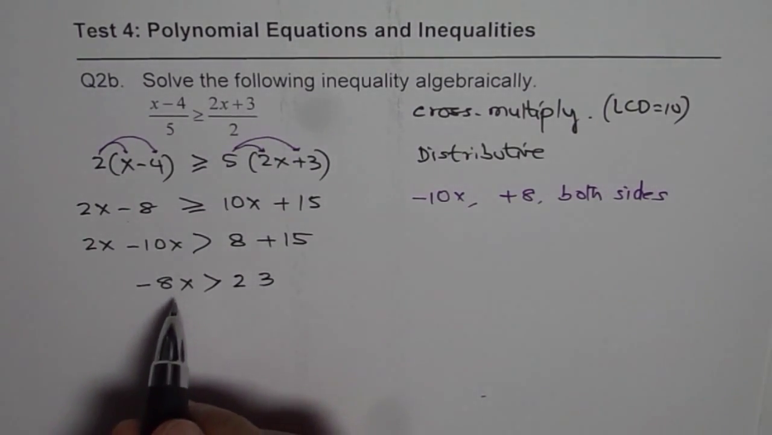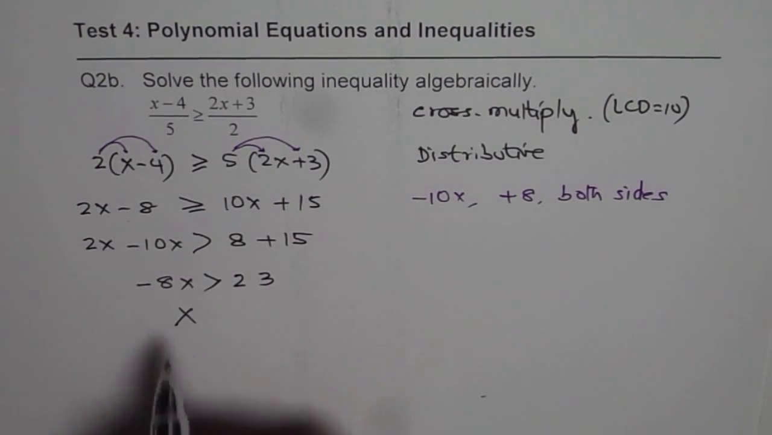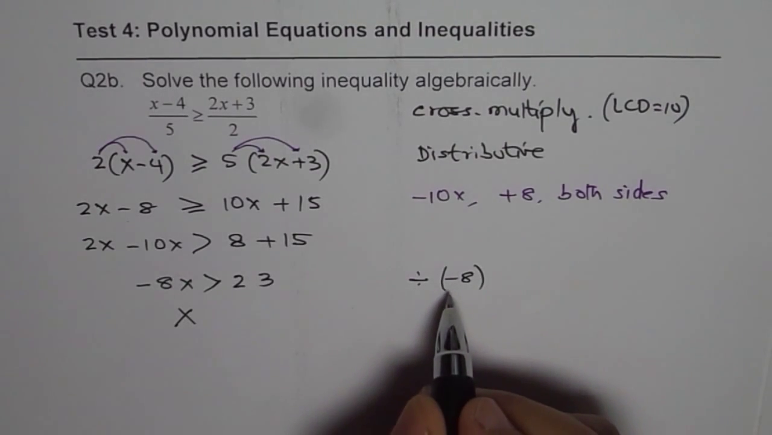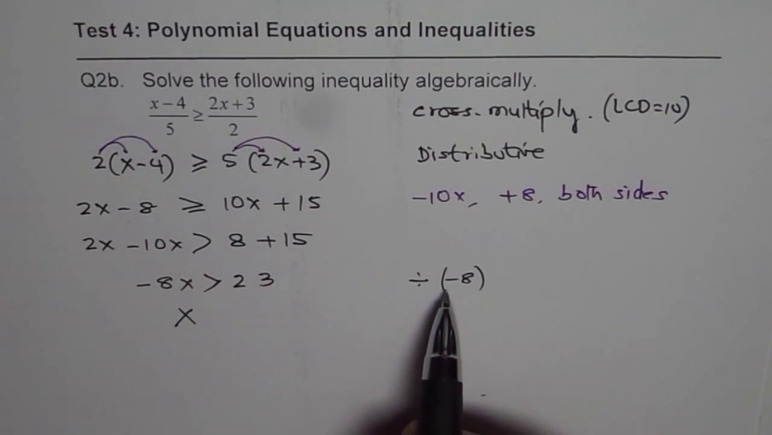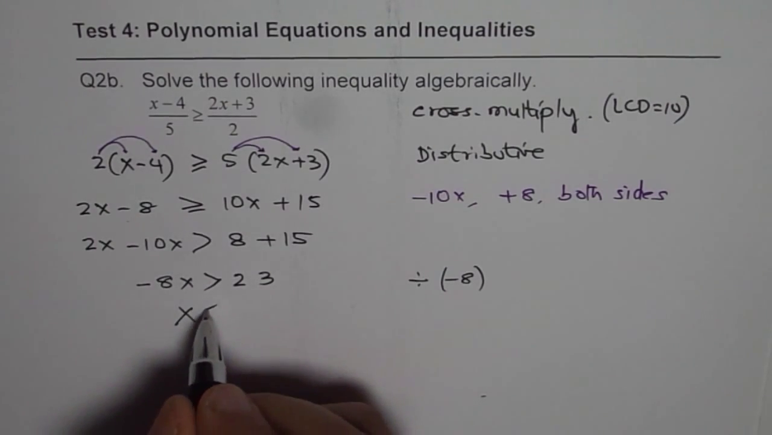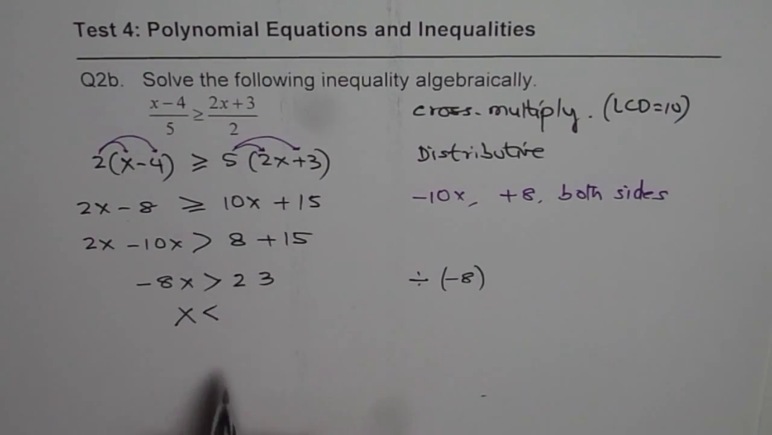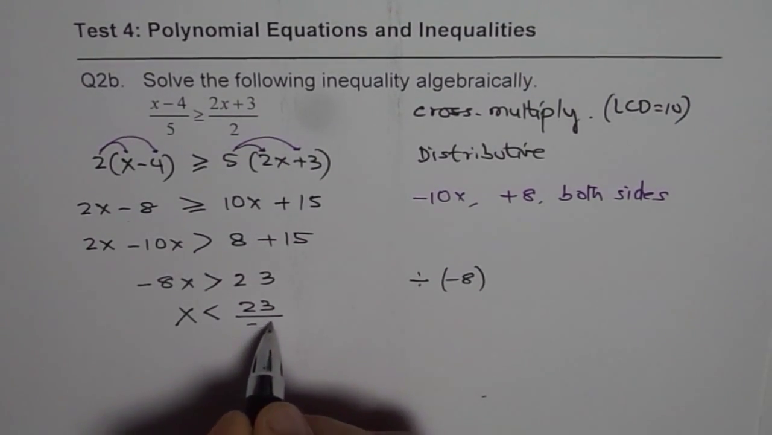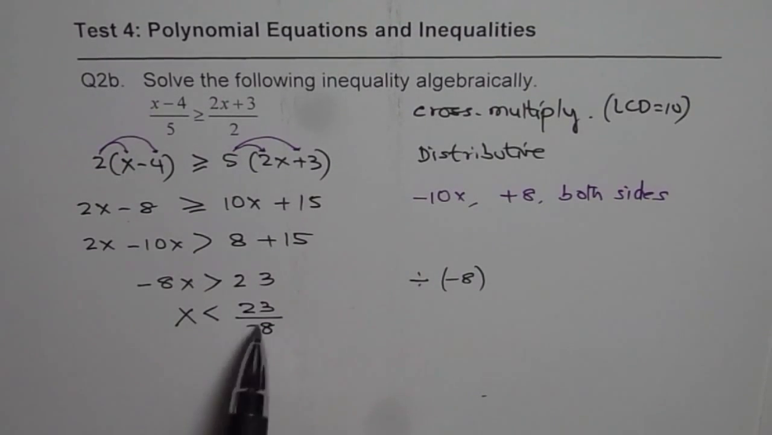At this stage, we should divide by minus 8. Now that is a negative number. Remember, whenever you divide by a negative number or multiply by a negative number, the sign changes. That is kind of important. If you don't do that, you get a wrong answer, right? So we get 23 divided by minus 8. Do you understand? So that is your answer, correct? At times you can use your calculator and write down the answer in decimal form also. But I prefer to put it in fractions itself, right?